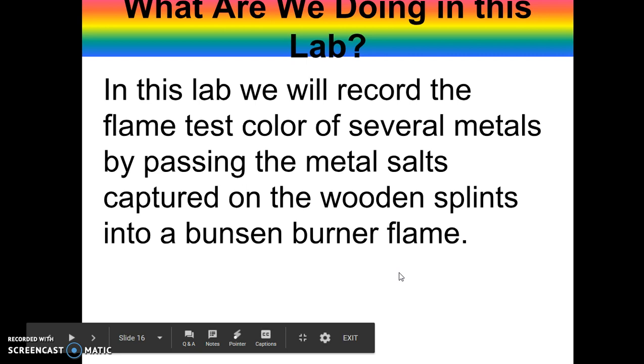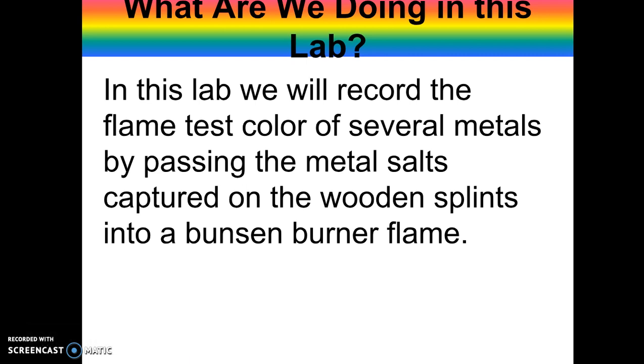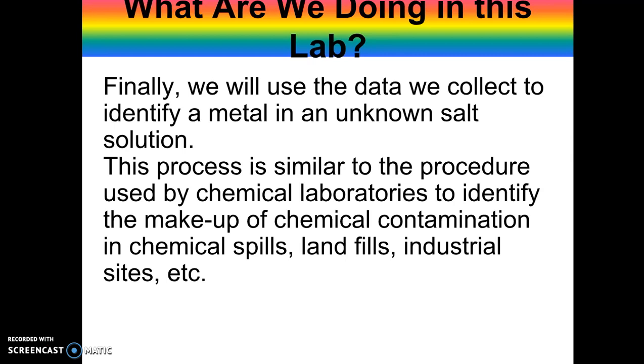Okay, in this lab, we are going to record the color of several metals that different suspects used when they killed Pineapple Willie, okay? So we have 5 different suspects, and they all have different ions that are associated with them. So we're going to put the ions, which is just going to be a metal salt, on a Q-tip. Originally we used wooden splints, but we're going to use Q-tips. We're going to put those into the Bunsen burner flame. When we put them in the Bunsen burner, we're going to record what color they emitted. We're going to use that data to identify an unknown solution.